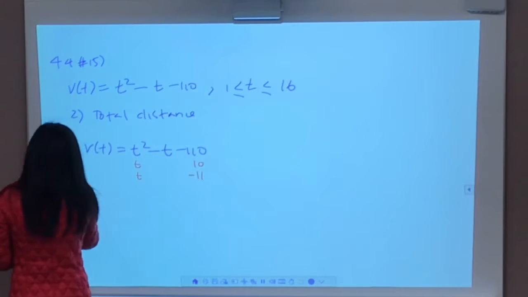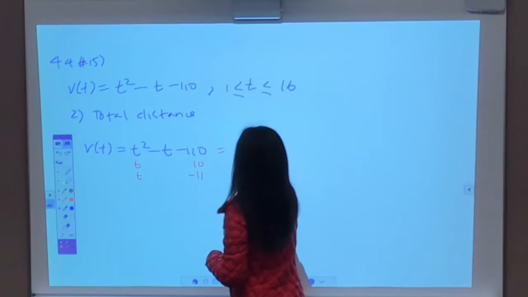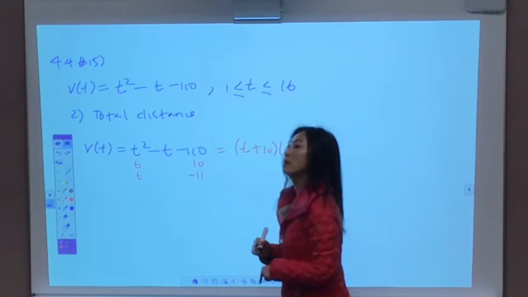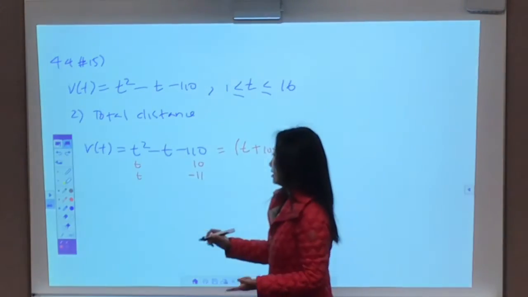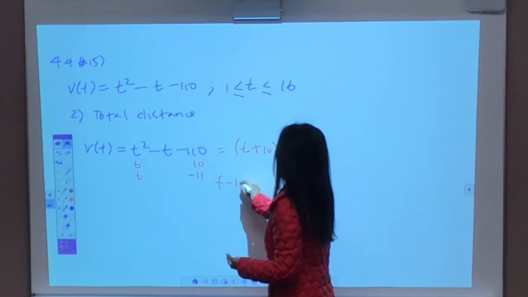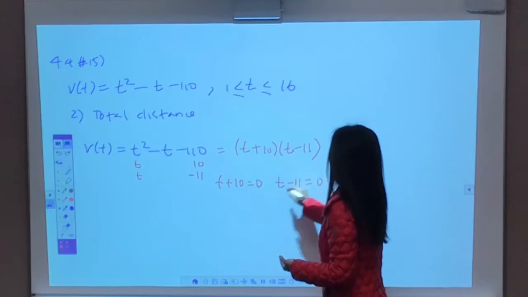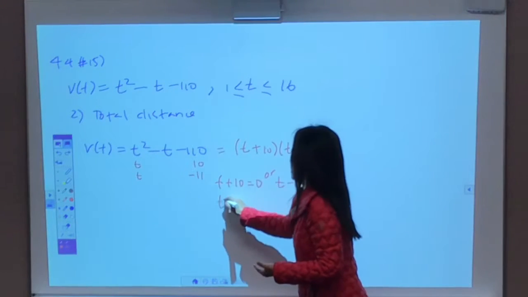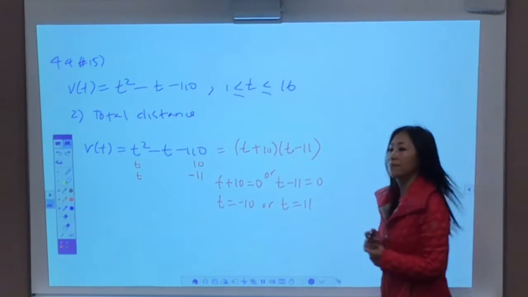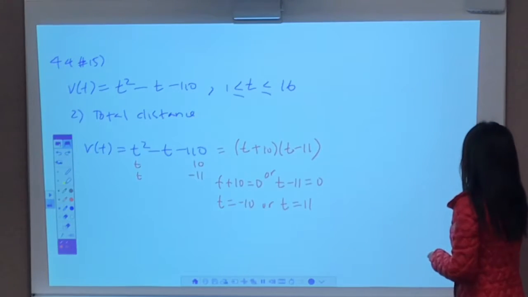So I'm going to rewrite this problem as (t + 10)(t - 11), right? So in other words, I have to figure out when it gives me a 0. So t is equal to negative 10 or t is equal to 11. So I'm going to use only t equal to 11.